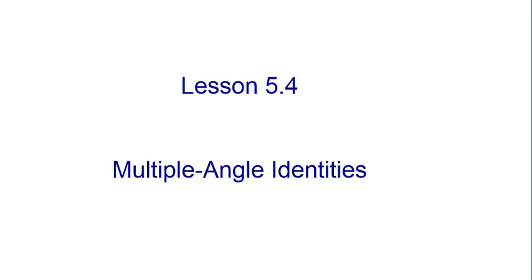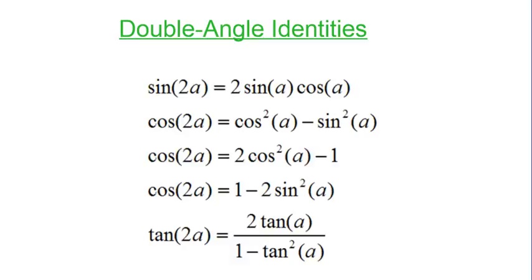In lesson 5.4, we're going to be talking about multiple angle identities. The ones we're going to focus on are the double angle and power reducing identities. First one are the double angle identities. We have those for sine, cosine, and tangent.